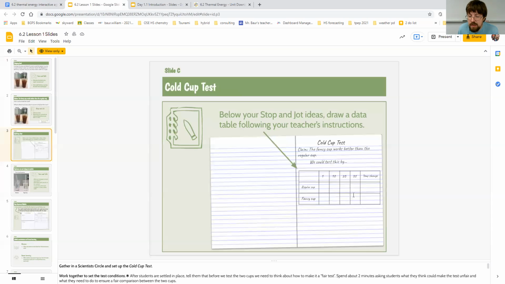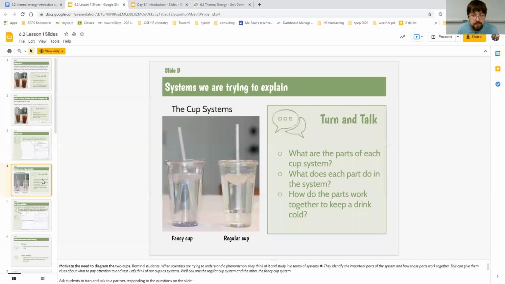All right, based off your ideas, we're going to take the temperature at different intervals, and here's a data table. Let me know if you think this is going to be a fair test. So we would do the test, and we're going to start to create a diagram of these two cups. Let's talk as a class, what parts of the cup are important? What does each part do? What role does it play? And how do they work together to keep the drink cold?